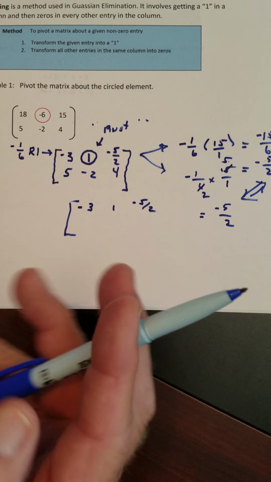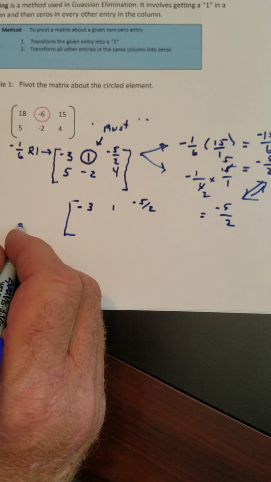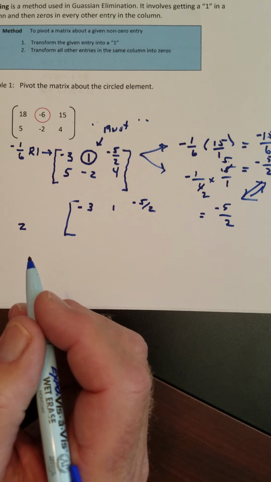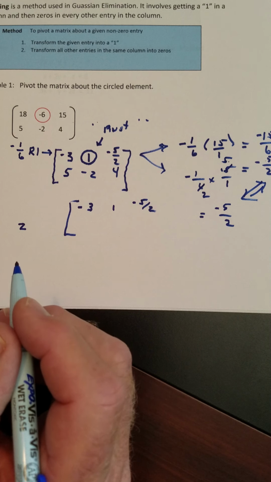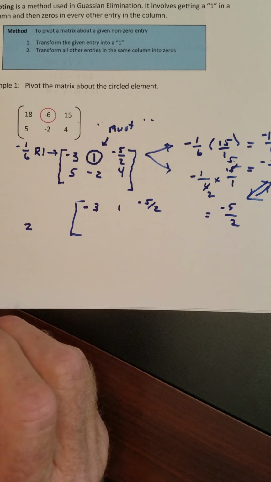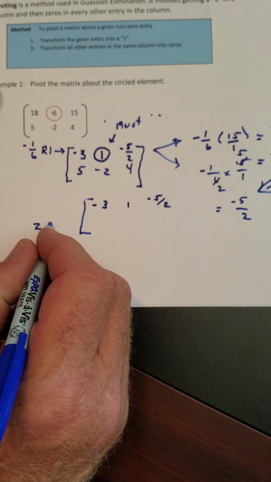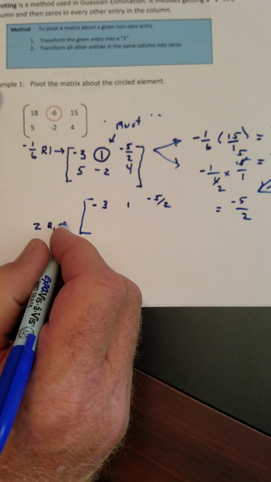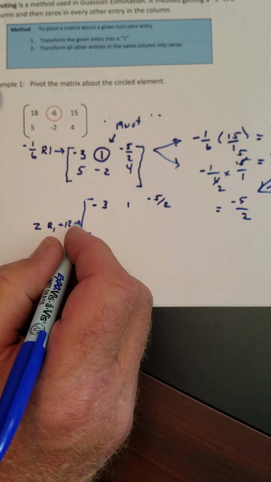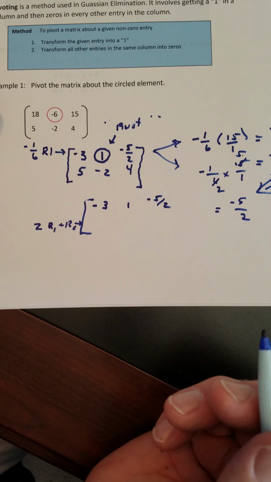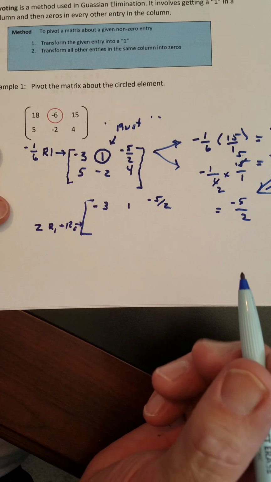The opposite of negative 2 is positive 2. So I'm going to take 2. What am I going to multiply by? Well, the pivot row, which is up on top. So that would be row 1, and I'm going to add it to row 2. It is important that you put the instructions out front if you want me to follow your work.